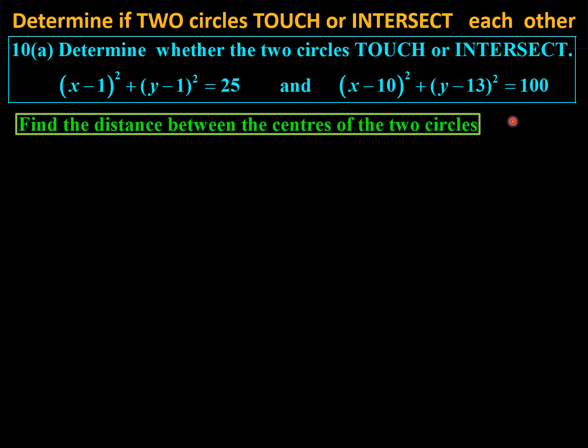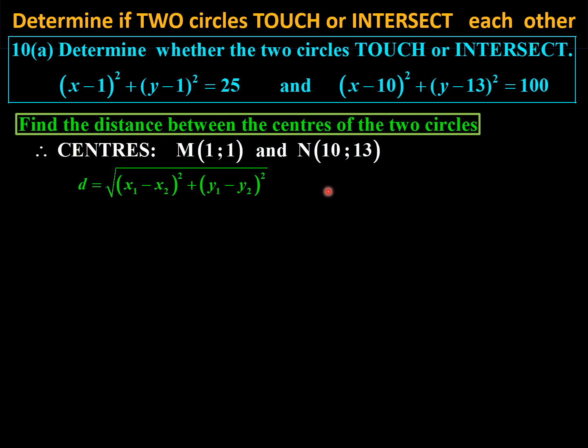First of all, we're going to determine the distance between the two centers. So we need to identify the centers. As we said earlier, it's 1 and 1. Let's call that center M. That one is going to be 10 and 13. How do we find distance? That's correct. We use the distance formula. And calculating that distance, I see the distance between the two centers is 15.